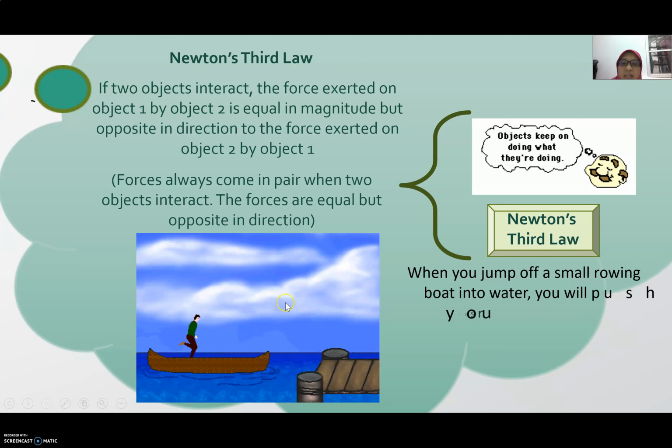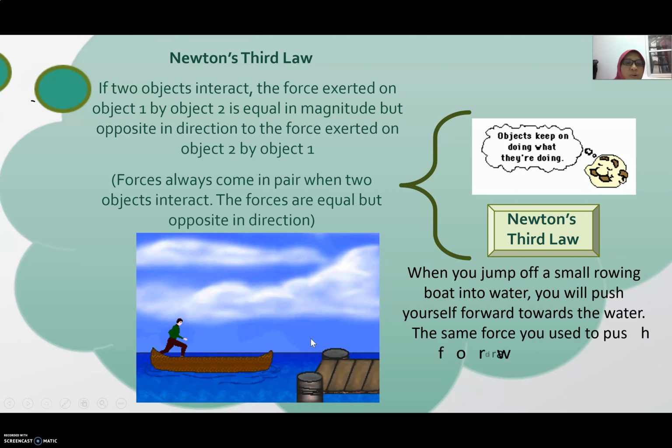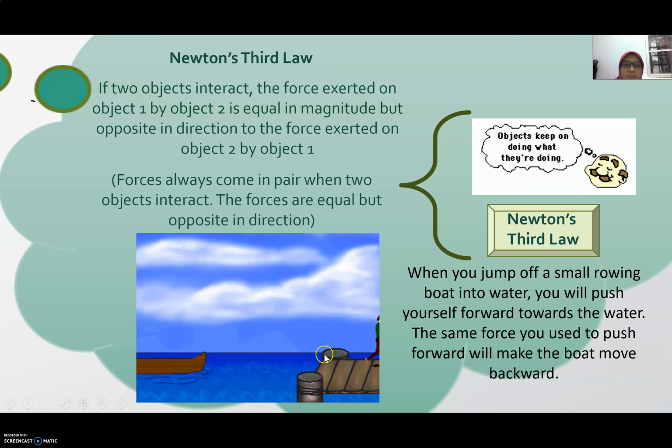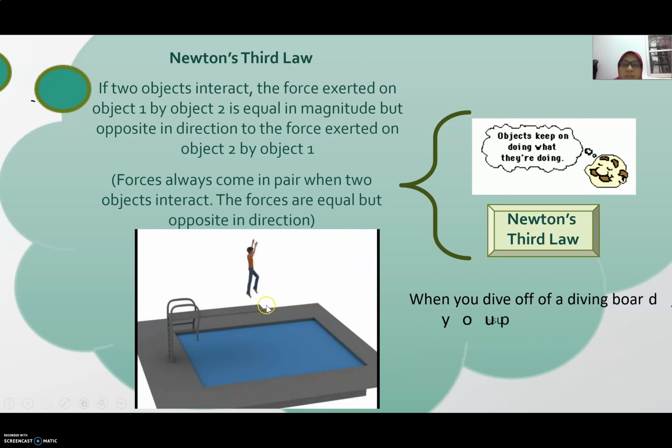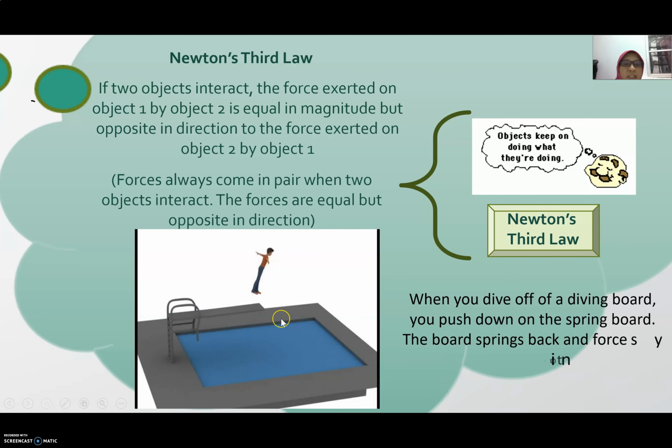For the example in the animation given here, when you jump off a small rowing boat into water, you push yourself forward towards the water. The same force you use to push forward will make the boat move backward. In the second animation example given here, when you dive off a diving board, you push on the springboard. So the board springs back and forces you into the air.